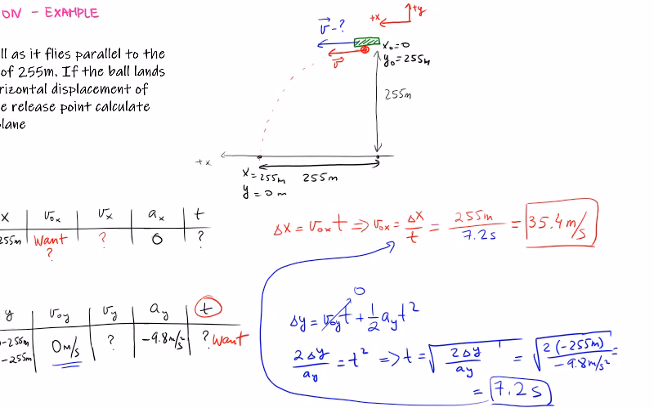As we said earlier, before the ball has been dropped out of the plane, the ball and the plane were moving at the same speed in the same direction. Therefore, the initial velocity of the ball is the same as the initial velocity of the plane at the moment of the drop.